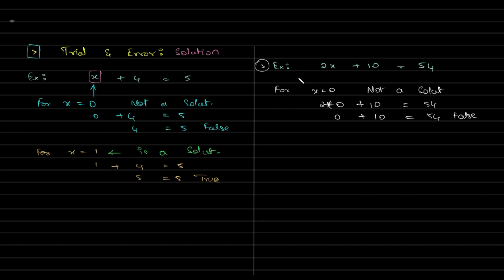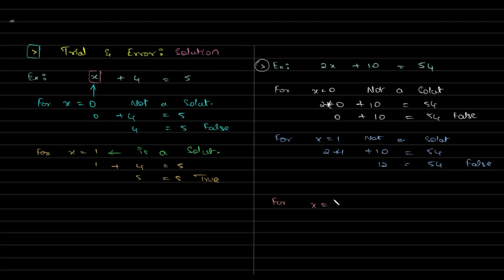So what is the next number we should try? x is equal to 1. So we have 2 into 1 plus 10 is equal to 54. Clearly this is 12 and being equal to 54 is a false statement and not a solution. Then what is the next one? Well, we can go with 2 and 3 and 4. It's going to take a lot of time. So you can see that if I keep doing this, it will take a lot of time.